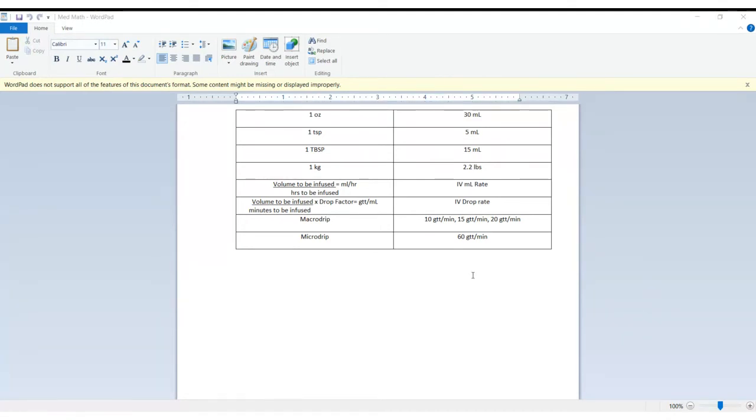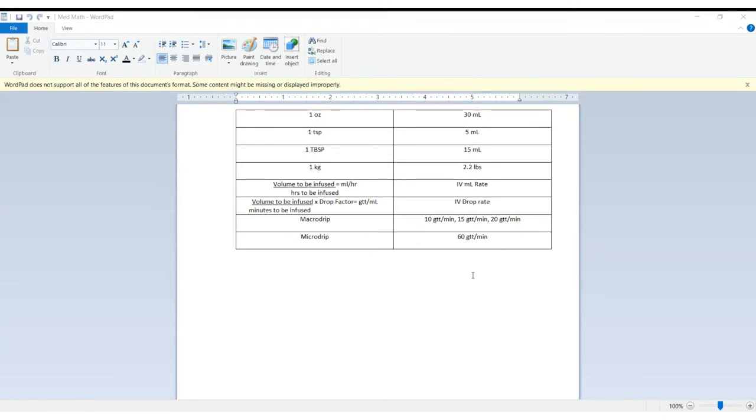Well, Hannah, what is the drop factor? So the drop factor can be one of two things. It could be a macro drip or it could be a micro drip. And they're the reverse of each other. The way it works is that the micro drip has to do more drops per minute in order to get that same volume. So micro drip is always 60 GTT, or drops per minute. The macro drip is either 10, 15, or 20.